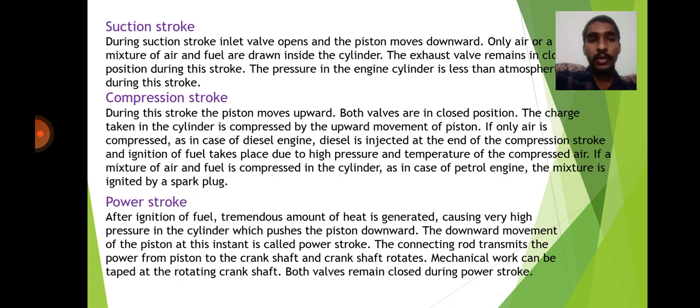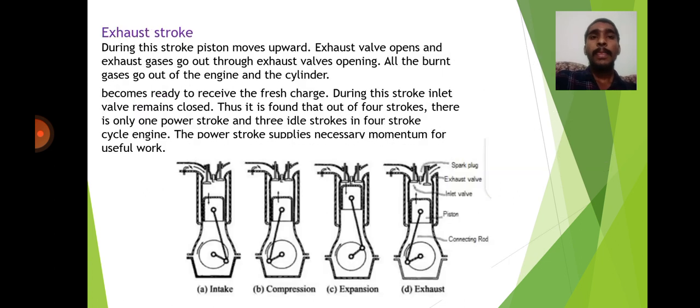Power stroke. After ignition of the fuel, a tremendous amount of heat is generated, causing very high pressure in the cylinder, which pushes the piston downward. The downward movement of the piston at this instant is called the power stroke. The connecting rod transmits the power from the piston to the crankshaft, and the crankshaft rotates. Mechanical work can be tapped at the rotating crankshaft. Both valves remain closed during the power stroke.